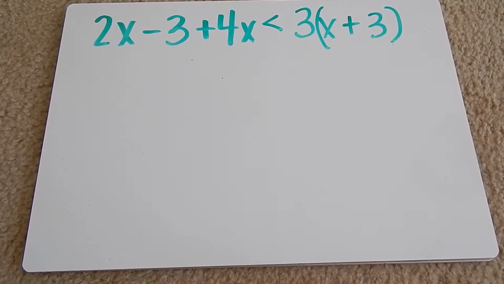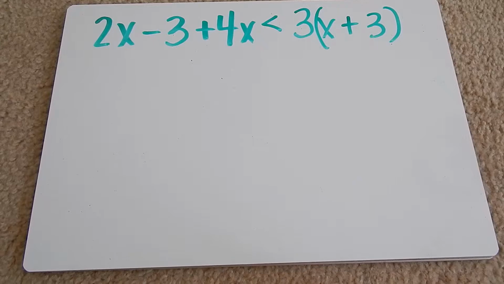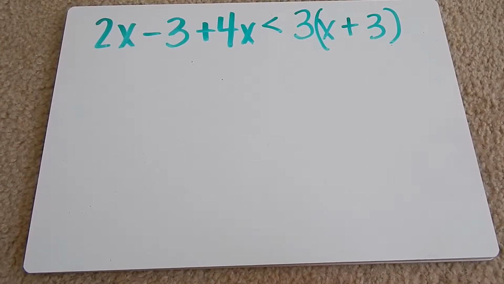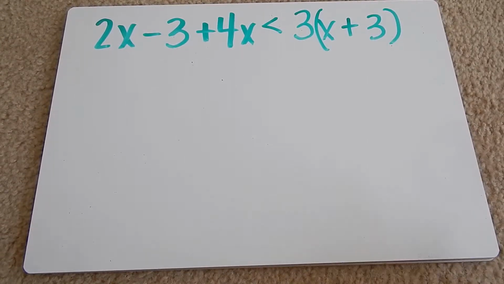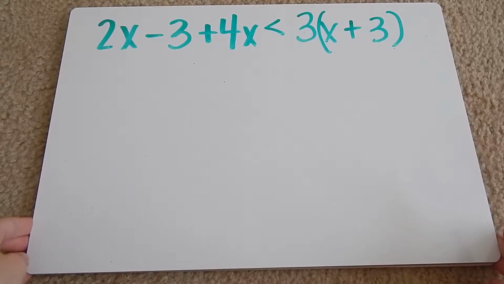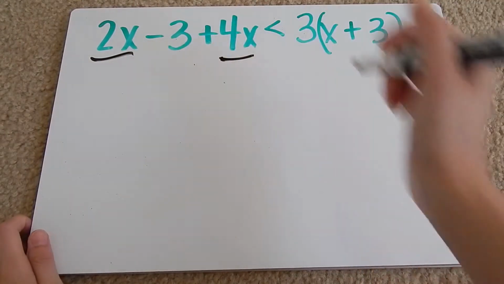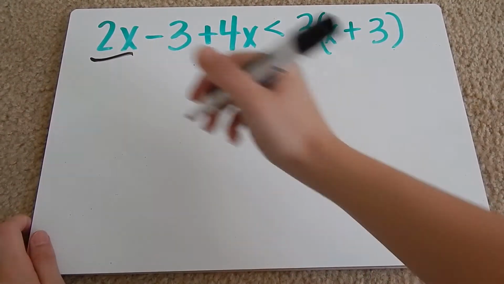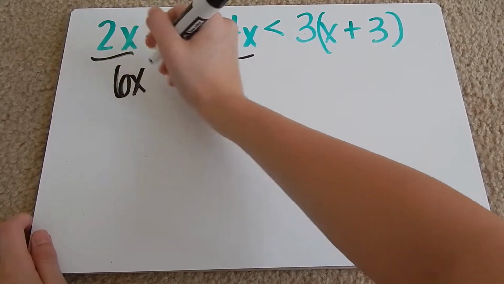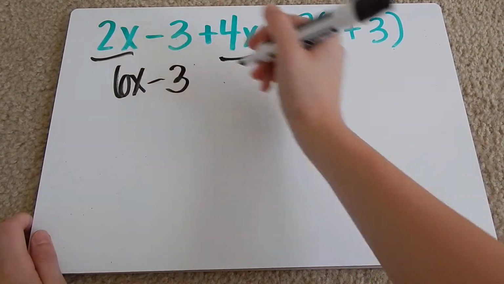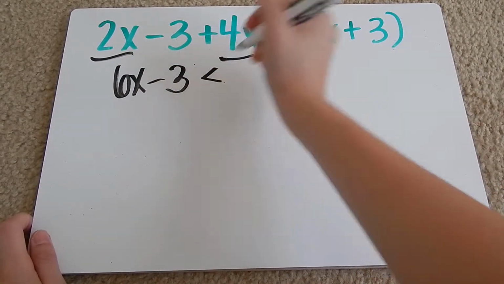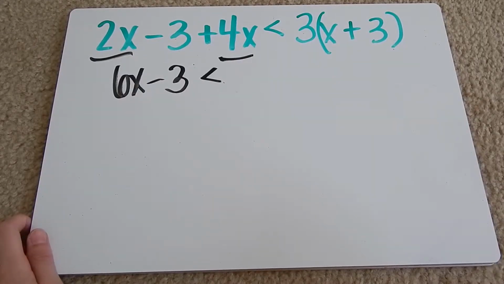So in our first example here, we always want to follow the first two steps, distribute and combine like terms. On the left-hand side here, there's no distribution, but I do need to combine like terms. I have my x's in common here. 2x plus 4x, combine them, I get 6x. Bring down my minus 3, bring down my inequality symbol.